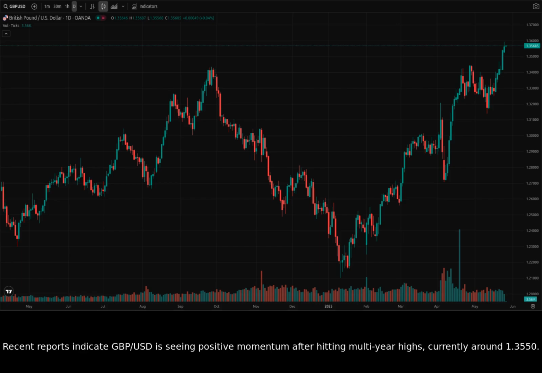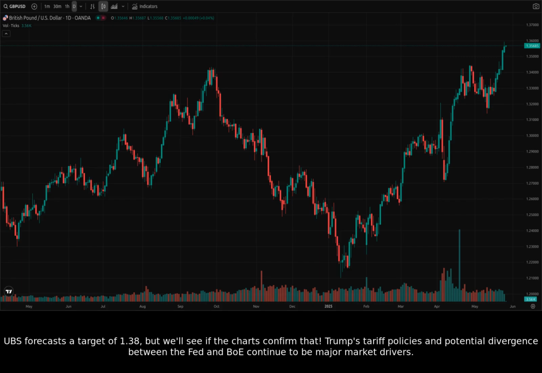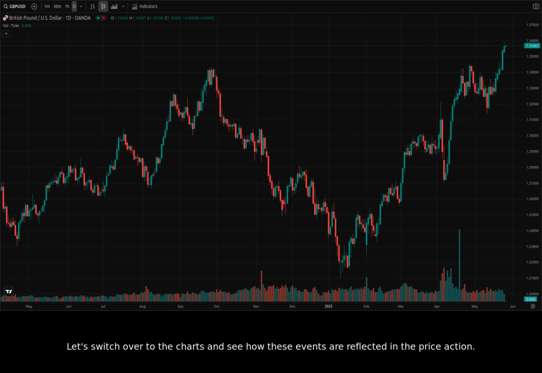Recent reports indicate pound sterling to US dollar is seeing positive momentum after hitting multi-year highs, currently around 1.3550. UBS forecasts a target of 1.38, but we'll see if the charts confirm that. Trump's tariff policies and potential divergence between the Fed and BOE continue to be major market drivers. Let's switch over to the charts and see how these events are reflected in the price action.